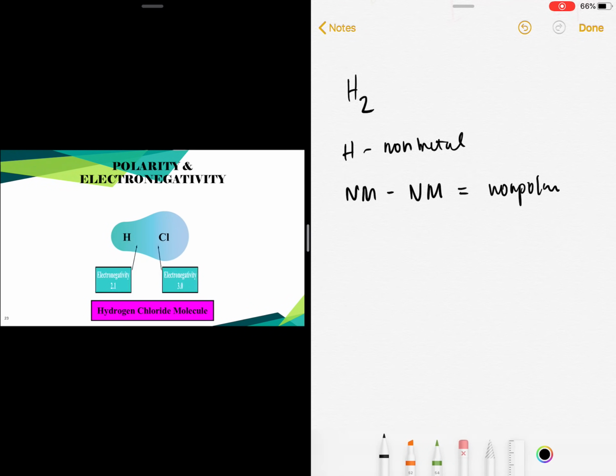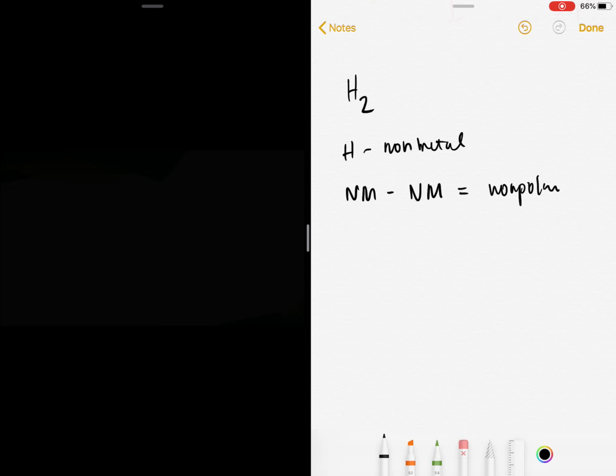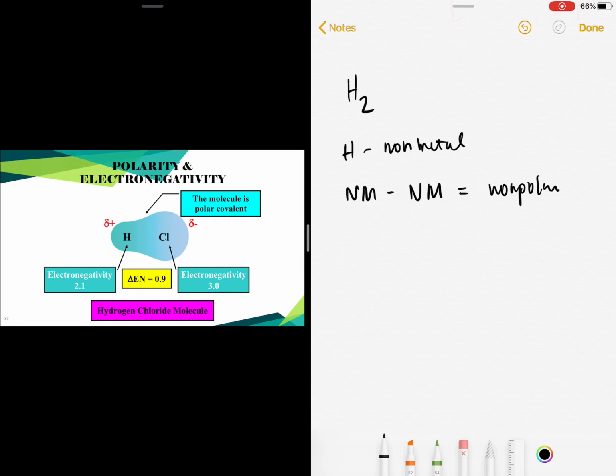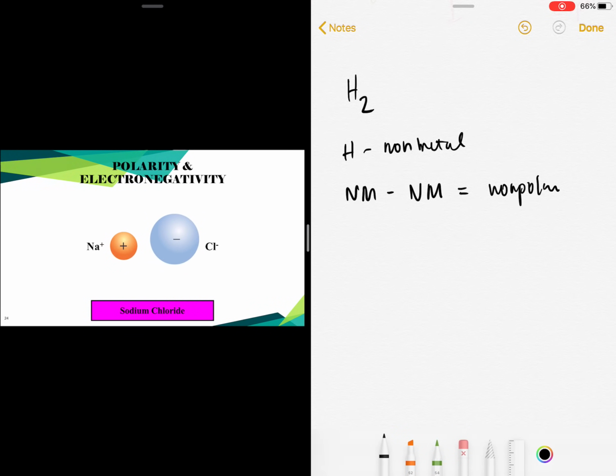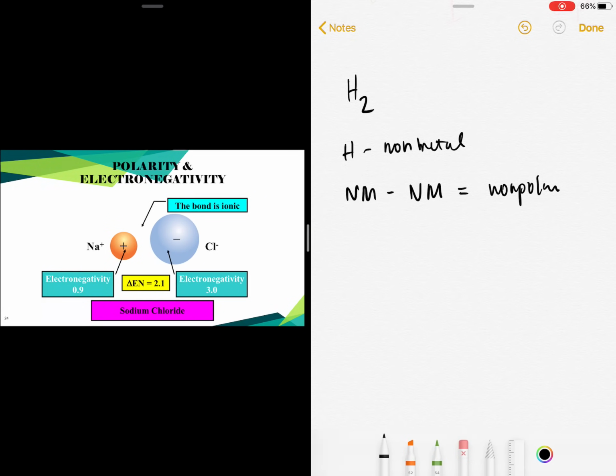So, hydrogen chloride molecule. So, we have here 2.1 and 3.0. If you subtract it, it's 0.9. So, nasa range siya ng polar. Ayan. So, this is a polar molecule. And there's a dipole moment, no? So, here, we have the sodium chloride. So, the electronegativity of sodium is 0.9. Electronegativity of the chlorine atom is 3.0. If you subtract that, you get a result greater than 2. So that is an ionic compound. So there's no molecule.